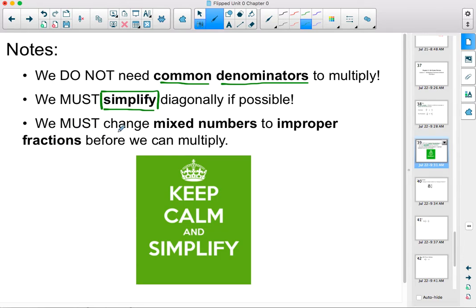Our next note, we must change mixed numbers to improper fractions before we can multiply. In order to multiply two fractions, both of them have to be in true fraction form. That means numerator and denominator only. No whole numbers, no mixed numbers. So we will see how to handle that on a practice problem in just a minute.